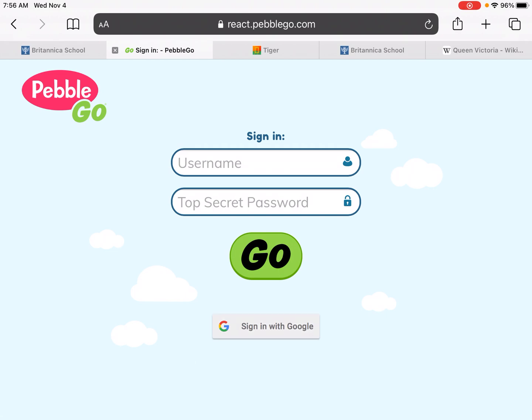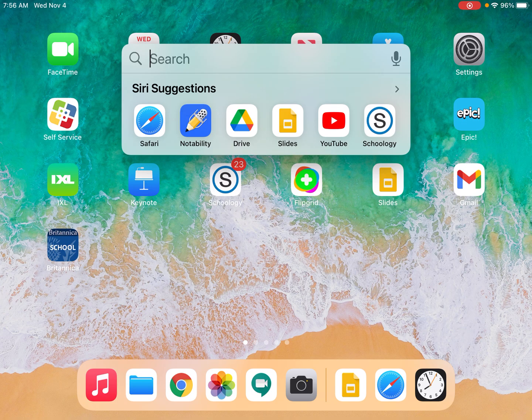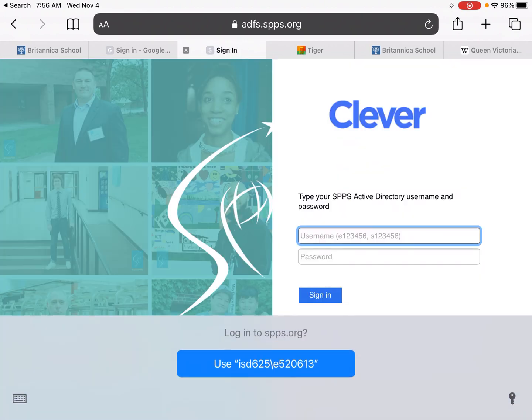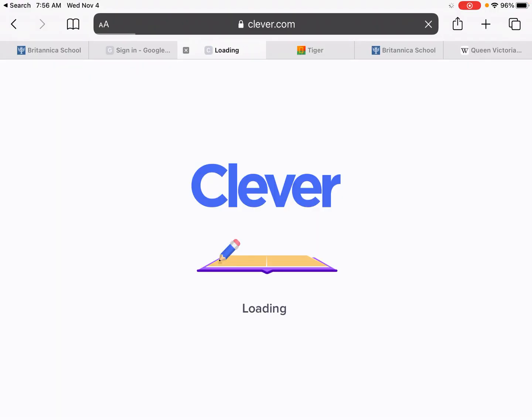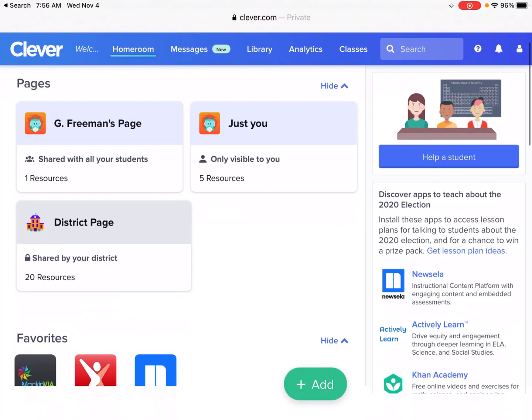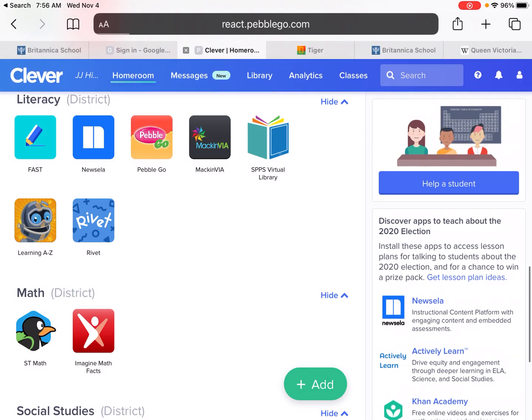PebbleGo is also going to be a great website. I can get to PebbleGo by searching for Clever, and then I'll scroll down here. Let's see, I'll sign in first. Scroll down to PebbleGo, and I'll be able to find the PebbleGo website. Again, a very good resource for information.